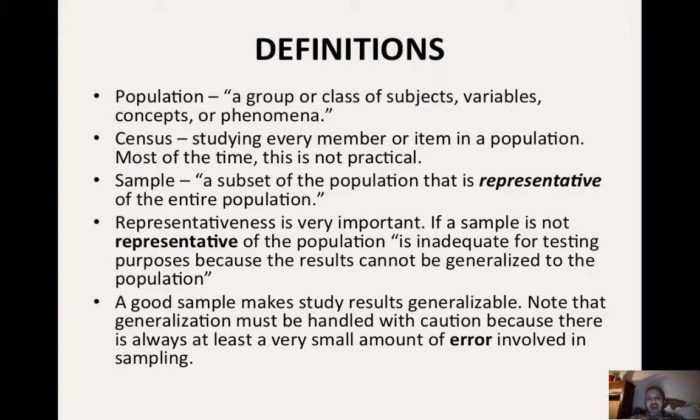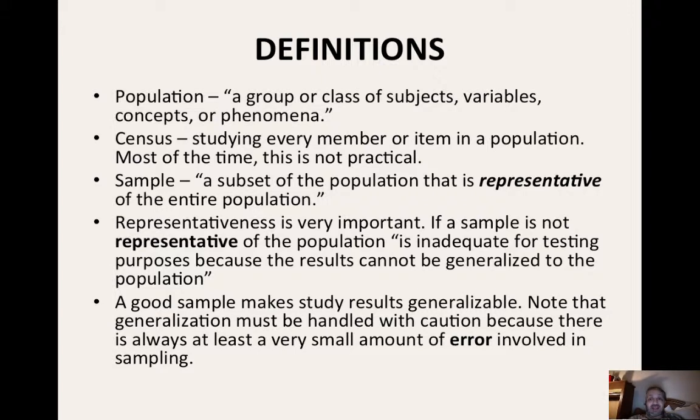Okay, but again, we're not able to take censuses very often. When they talk about the approval rating, you hear this in the news, right? President Obama's approval rating is whatever, 49% or whatever it is. That's based on a sample. They didn't go around and ask every single American what they think of President Obama's performance, right? They took a sample, which is a subset of the population that is representative of the entire population.